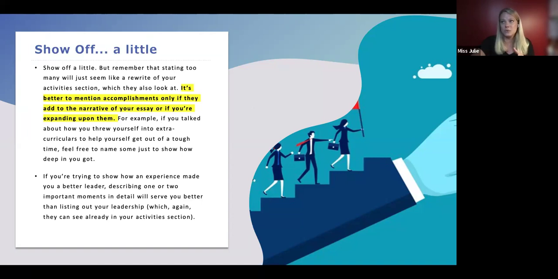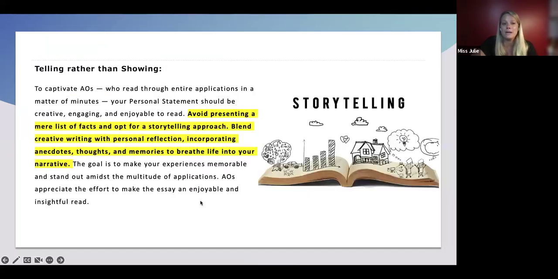If your whole essay is a story about you overcoming a challenge, and you overcame a challenge in your mock trial, that fits into your essay, right? Here's another example of how I used what I learned in real life. It should fit into the story. It should fit into your narrative as well. Remember to show instead of tell. Avoid presenting a mere list of facts and opt for a storytelling approach, right? Blend in your creative writing with personal reflection, incorporating anecdotes, thoughts, memories. I even tell students dialogue is okay, right? You can even add a little bit of dialogue into your personal statement as well.